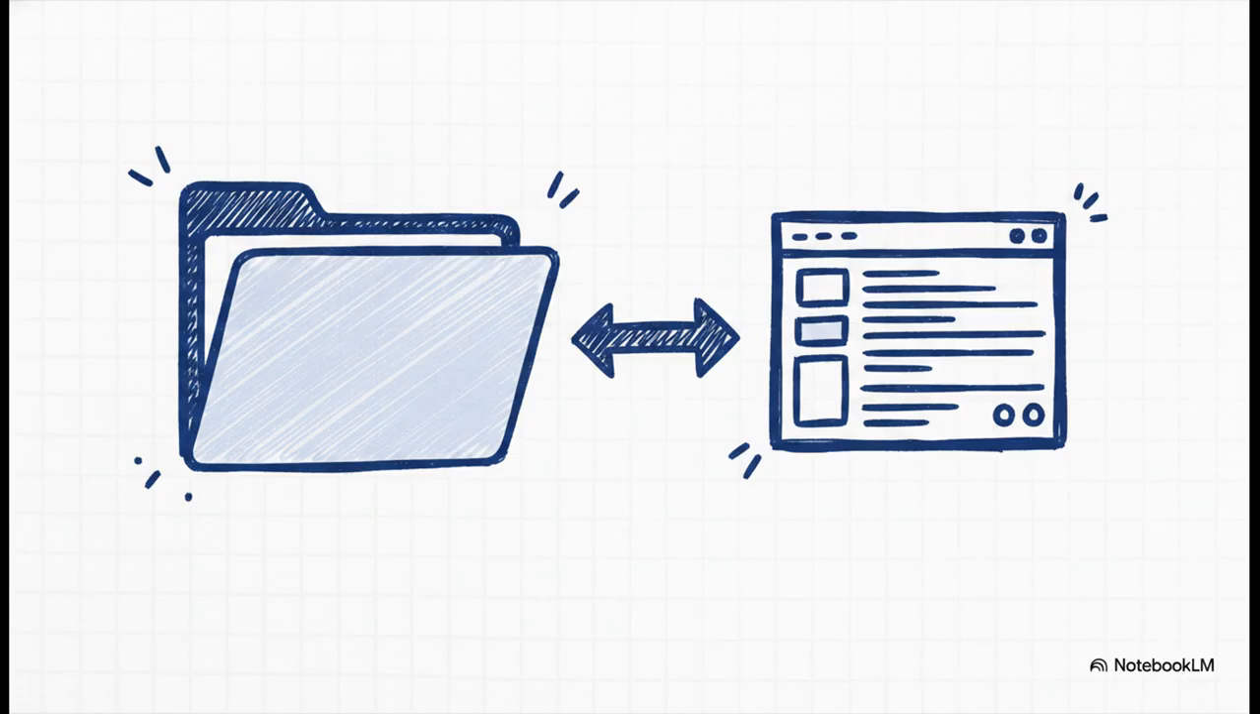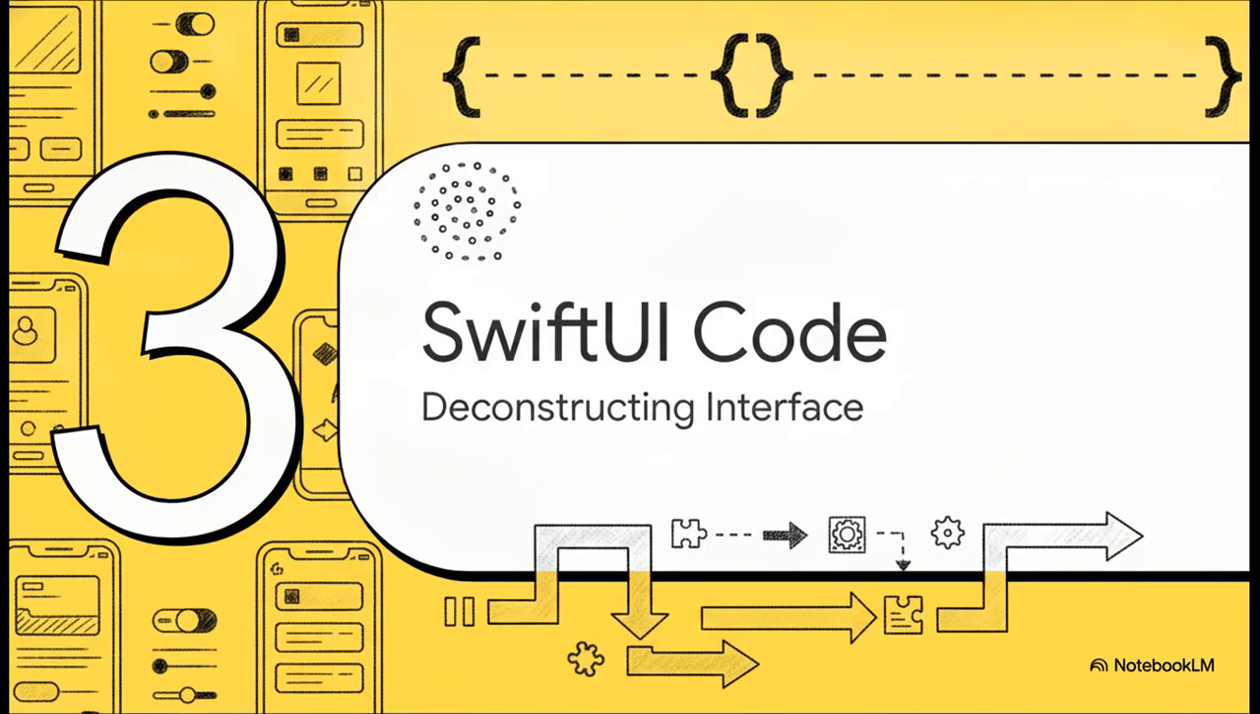Then, typing "code space dot" is this brilliant little hacker shortcut. It tells VS Code to instantly pop open every single file in your current folder. Super fast. All right, Section 3, understanding SwiftUI code, deconstructing the interface. Let's look at what you're actually building.